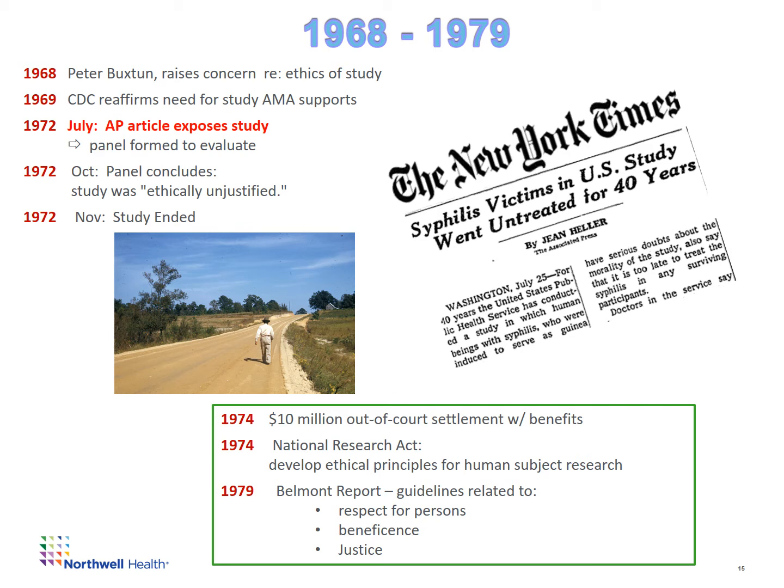The report set forth 3 major principles. One was respect for persons, recognizing the autonomy and dignity of individuals. Two was beneficence, an obligation to protect persons from harm. And three was justice, which referred to the fair distribution of the benefits and burdens of research. These principles underlie what we now know as the basis for informed consent.